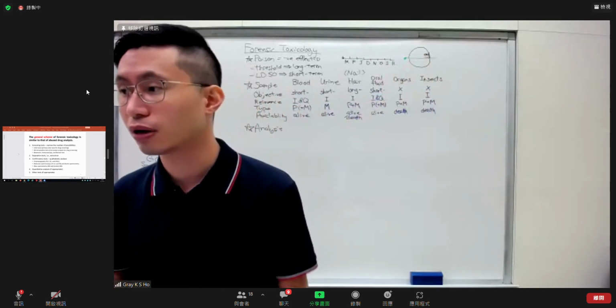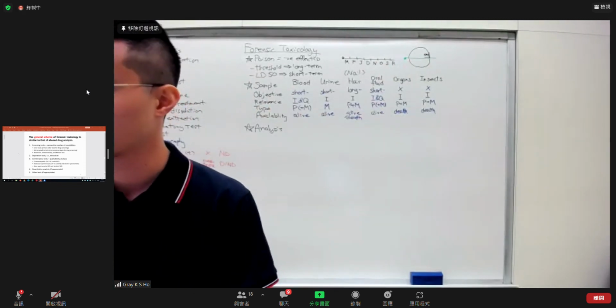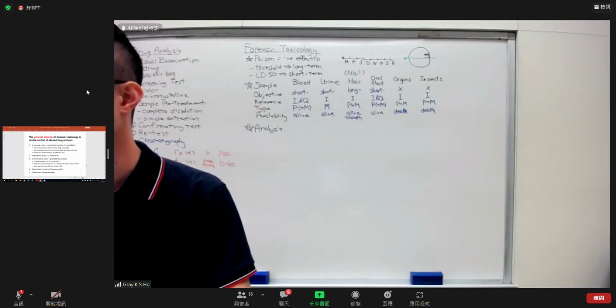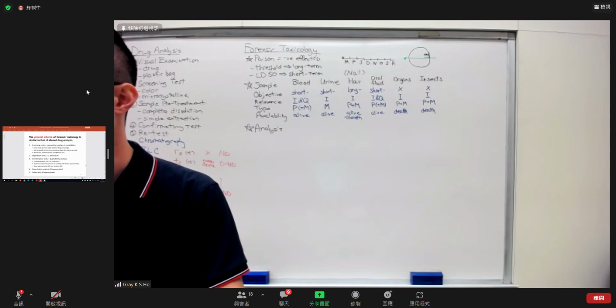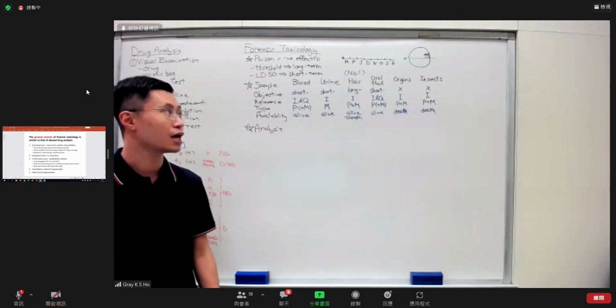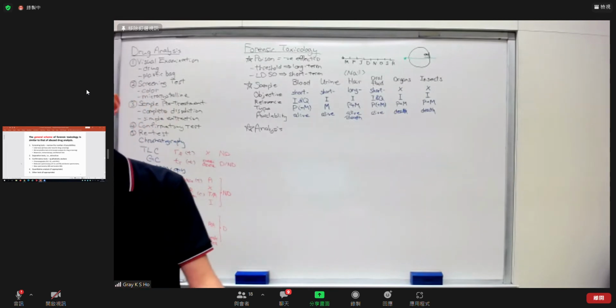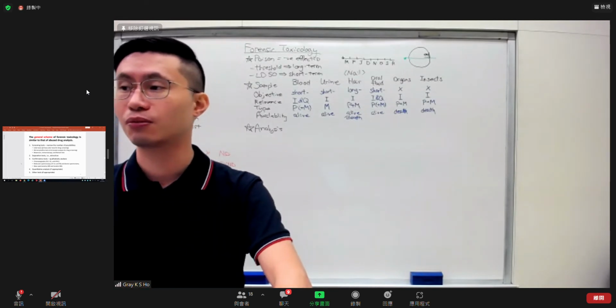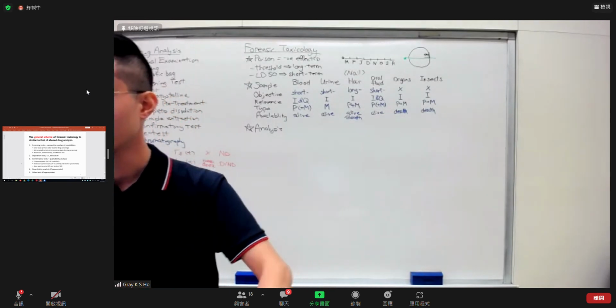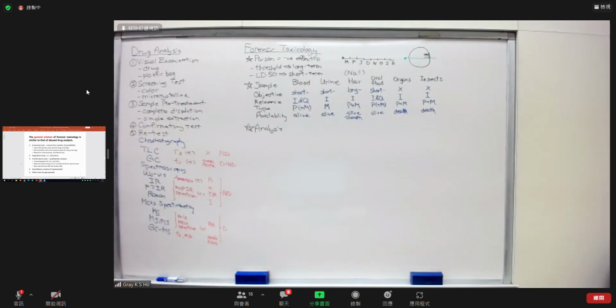So I hope I answered the question from the student in the chat room, letting you know how we contain the hair sample being cut out from the victim or from the suspect. Okay, so any further question at this moment before we start to talk about the analysis?